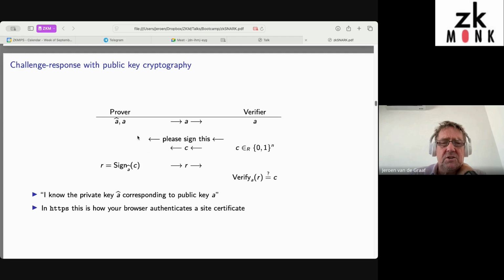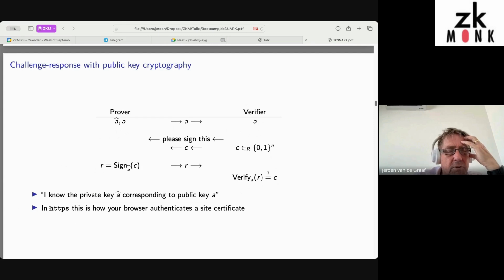So it sends the challenge. The prover uses his private key to sign the challenge, resulting in the response R. R is sent back to the verifier. The verifier now uses the public key of the prover and verifies that the verification indeed results in the challenge as posed. So this protocol is like saying, I know the private key. The prover is showing that he knows the private key that corresponds to the public key A.